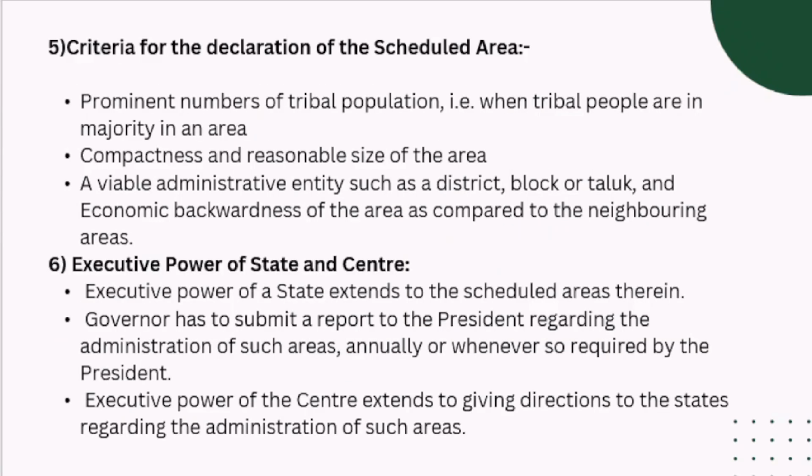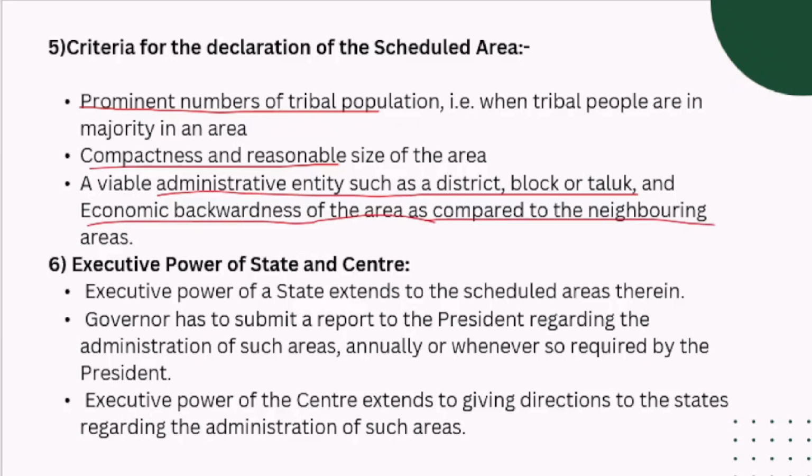Now let's see the criteria for the declaration of a scheduled area. First, there should be a prominent number of tribal population. Secondly, the size of the area should be compact and reasonable. Third, administrative entities such as district, block and taluk should be there. Also, the area should be economically backward as compared to the neighboring areas.